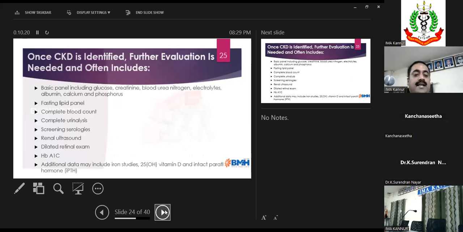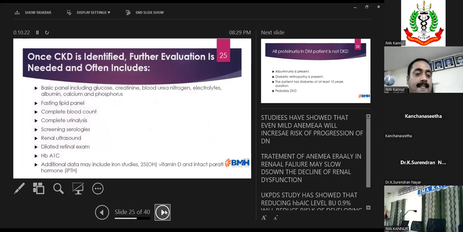What are the basic evaluations that are required? There is no fixed plan for every patient; you tailor it for the patient. The basic panel includes glucose, creatinine, blood urea nitrogen, electrolytes, albumin, calcium, phosphorus, and even CBC is important in diabetic patients.